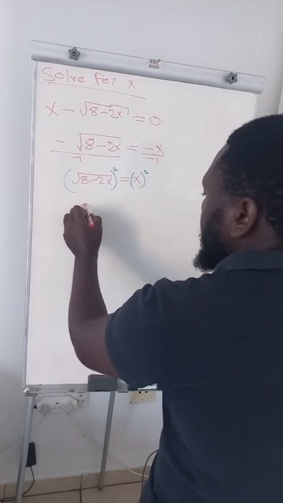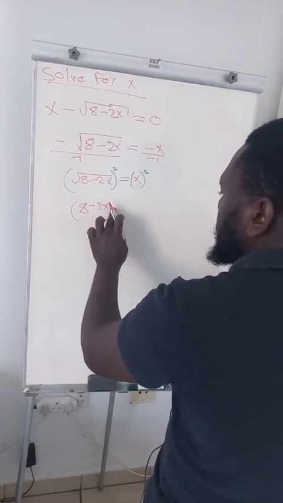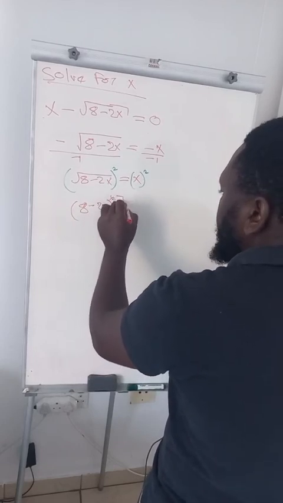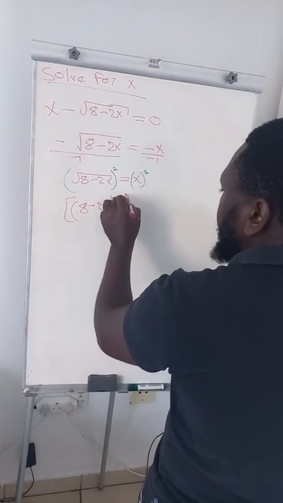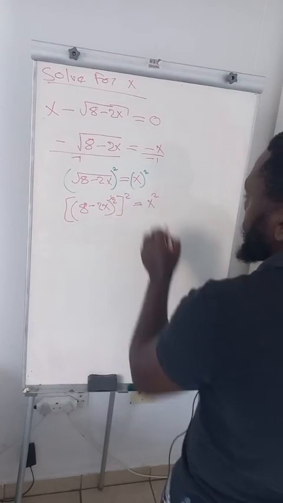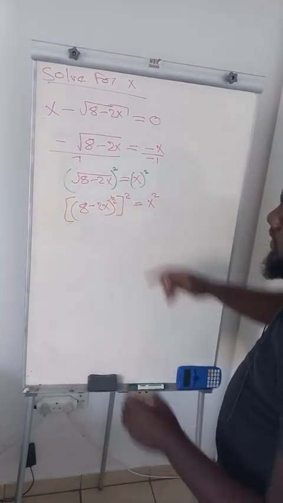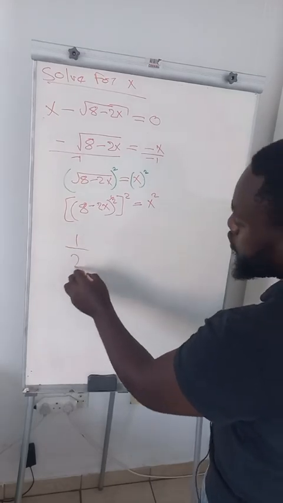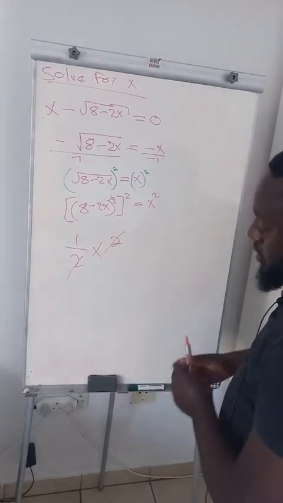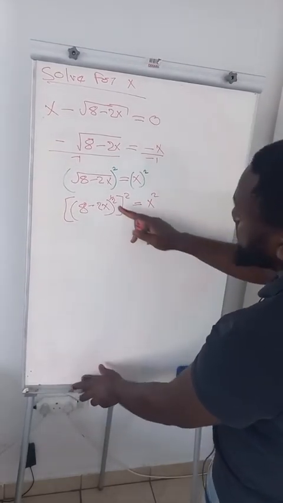This is the same as 8 minus 2x to the power of what? To the power of 1 over 2, and then multiply by 2 on this side, which will just give you x squared. So if you check here, the situation is more like 1 over 2 multiplied by 2, wherein the 2 and 2 will cancel. That's the story which is playing here.